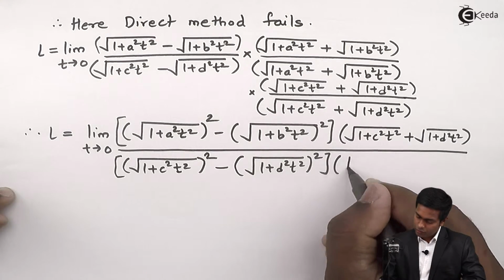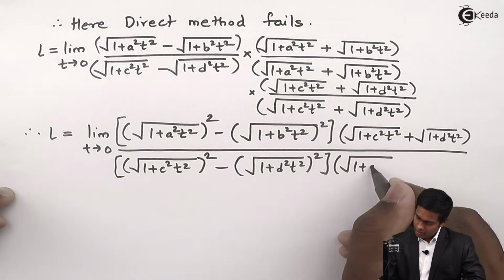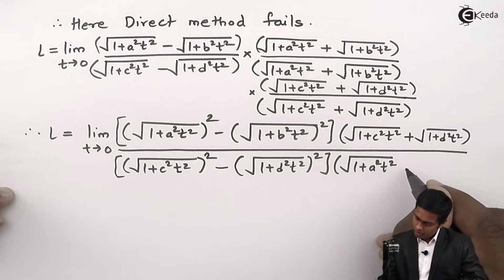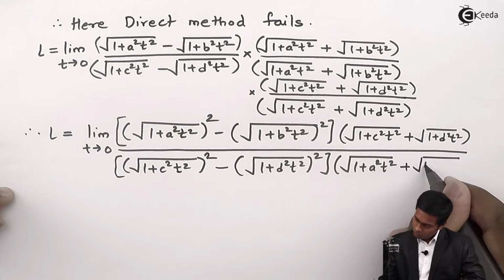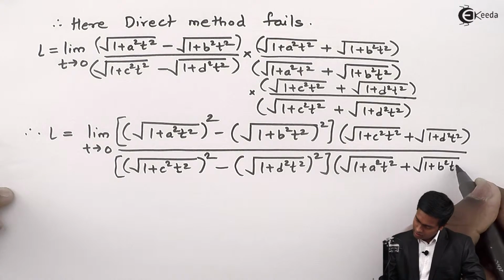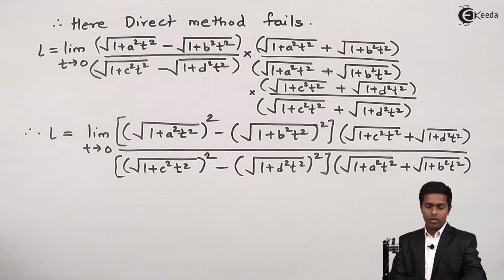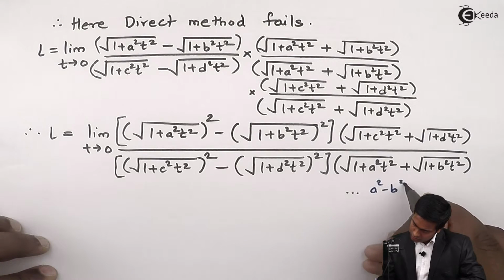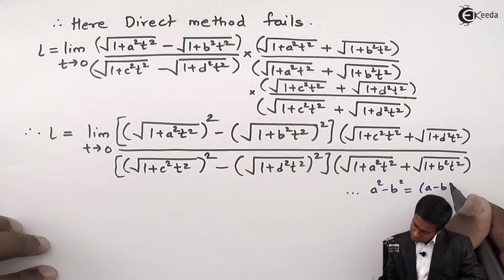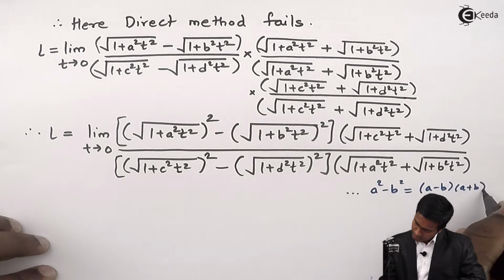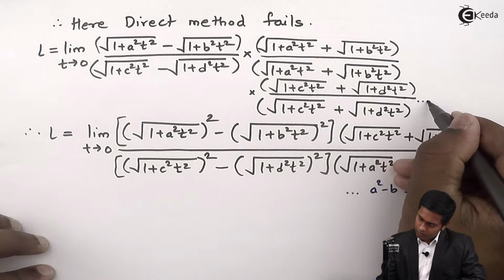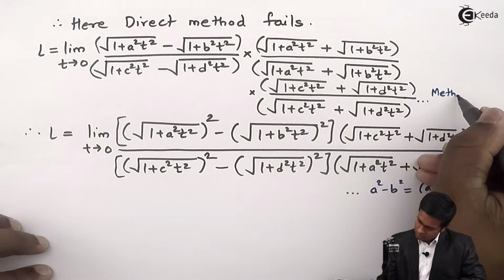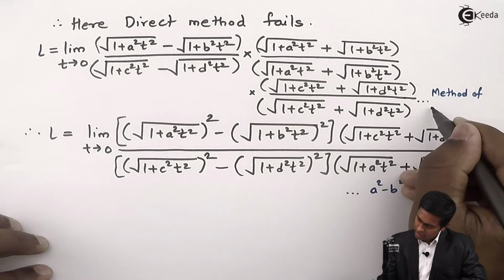So that will become square root of 1 plus a square t square plus square root of 1 plus b square t square. So here I have applied the formula a square minus b square as a minus b, a plus b, and here we have used the method of rationalization.